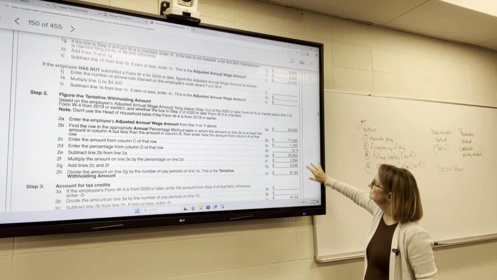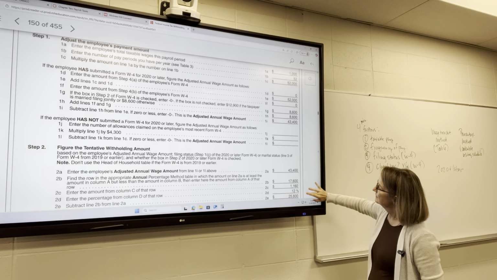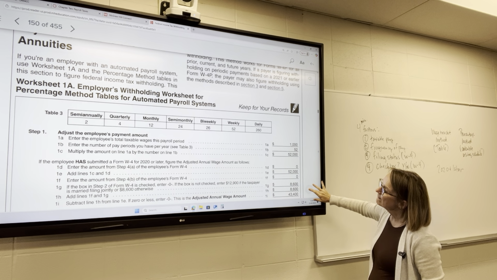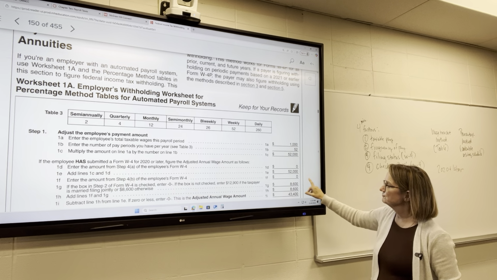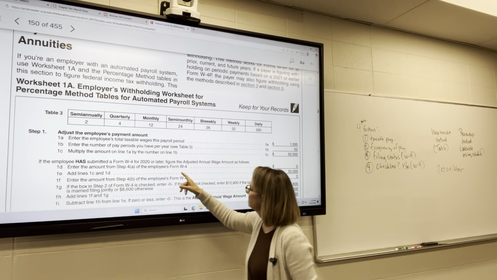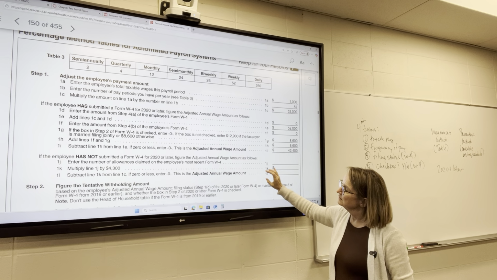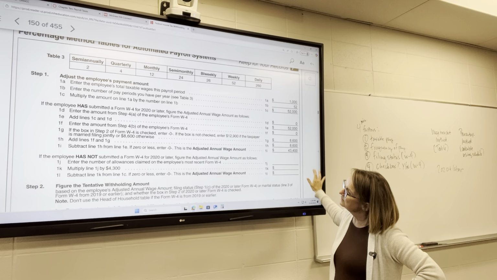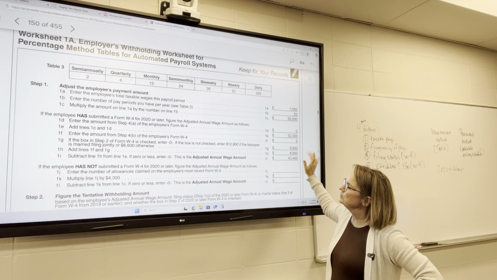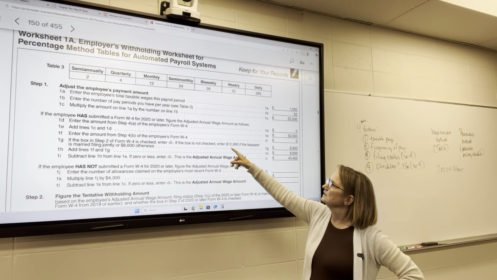So this automated method could be used if the employee has a W-4 form for 2020 or later. I think this is just for 2020, or let's see. Oh, you can use it for either one. So if they have submitted a form for 2020 or later, you can use it.